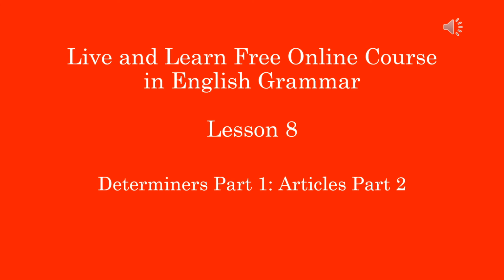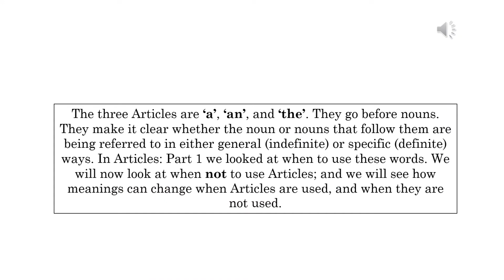Live and Learn, free online course in English grammar. Lesson 8. Determiners Part 1. Articles Part 2. The three articles are a, an, and the. They go before nouns. They make it clear whether the noun or nouns that follow them are being referred to in either general, indefinite, or specific, definite ways.